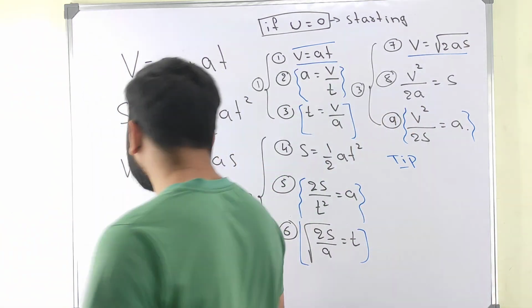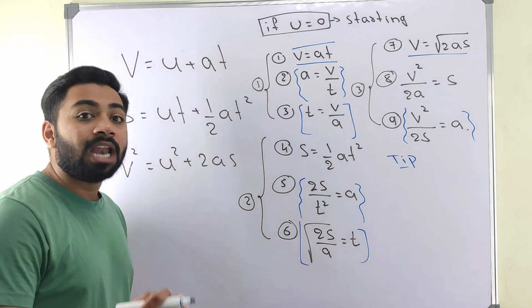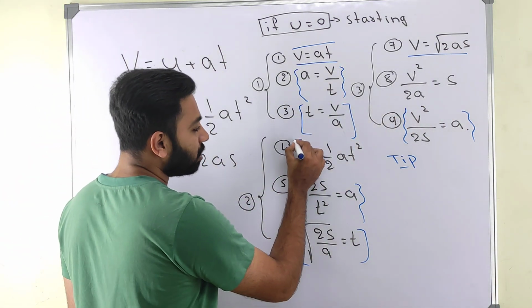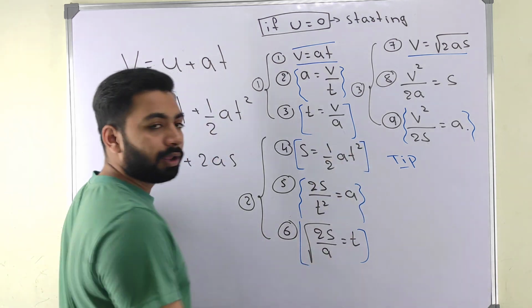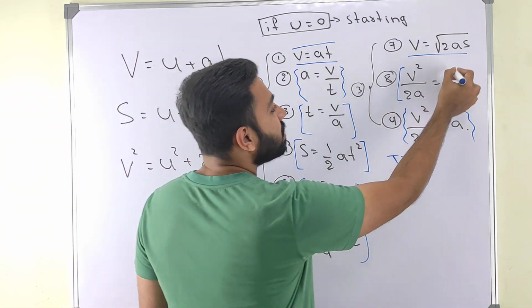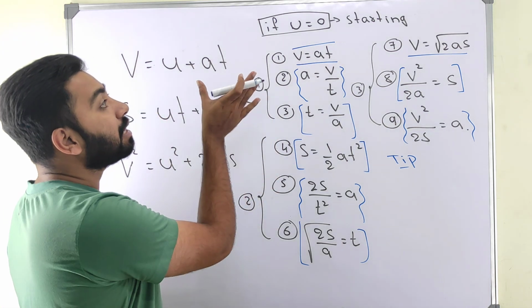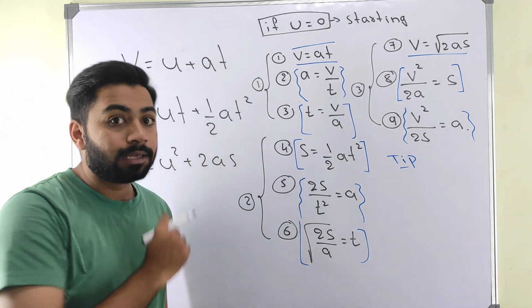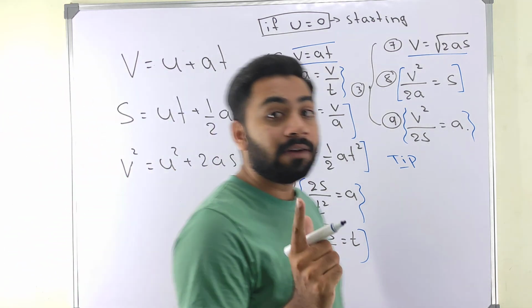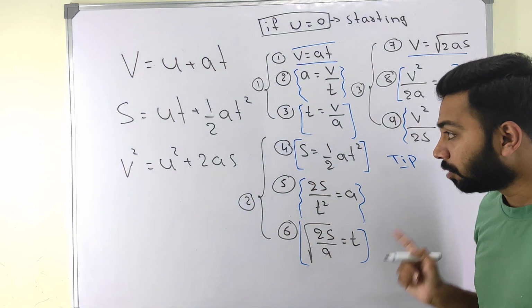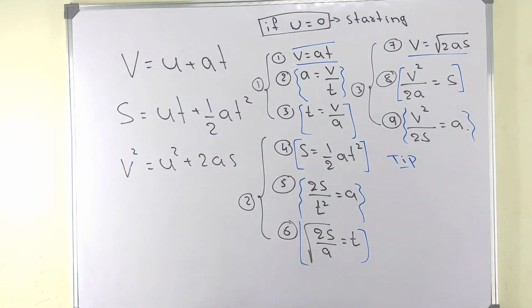Now, the last term is about distance. Distance we can find as half at square, or else we can find by v square by 2a. These are all for when the initial velocity is 0. When the initial velocity is 0, we use all of these. Kindly write down in special cases.